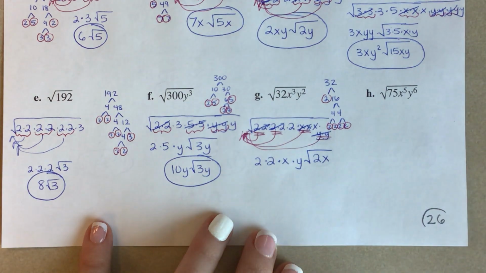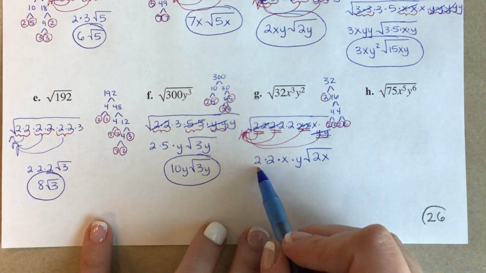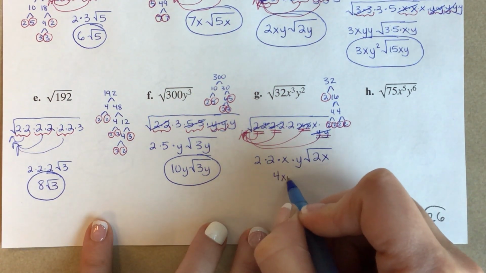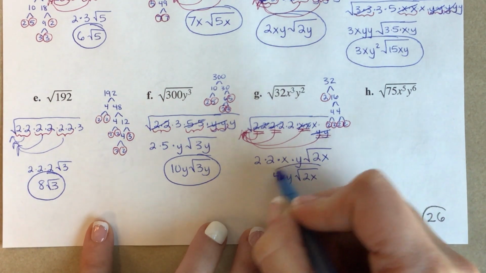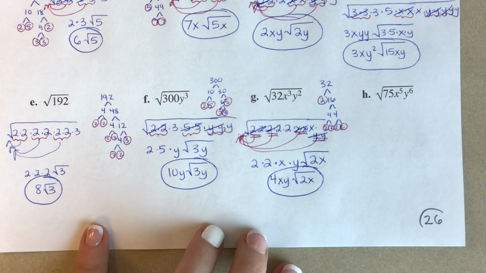So there we go. And what you should do now is just combine all of this. So 2 times 2 is 4, 4xy square root 2x. We've just got one more problem and then we're done.